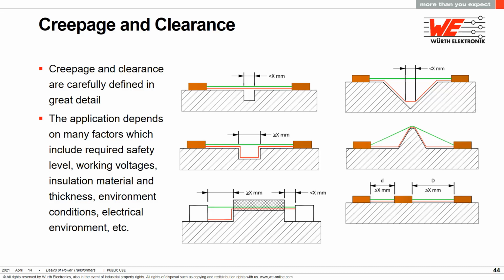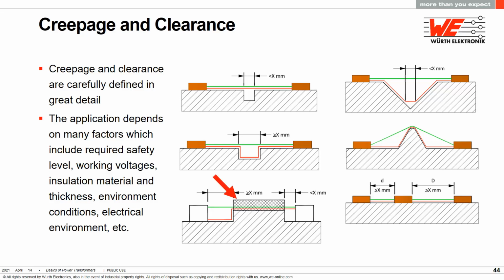The amount of creepage and clearance depends on the safety level that's required, working voltages, the environment known as pollution index, and the insulation material. Some insulation materials are more conductive than others, and this affects the distances allowed.